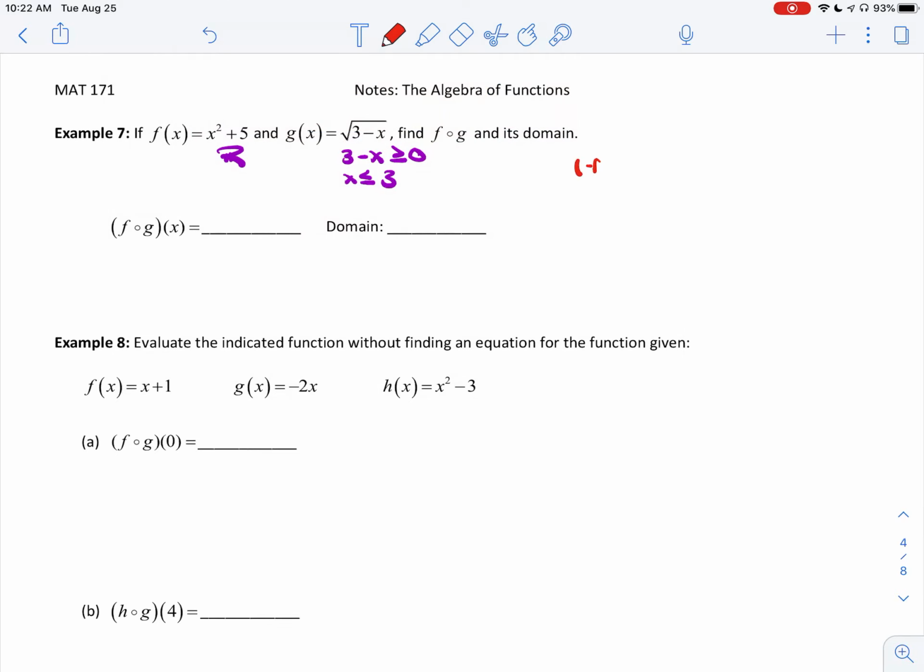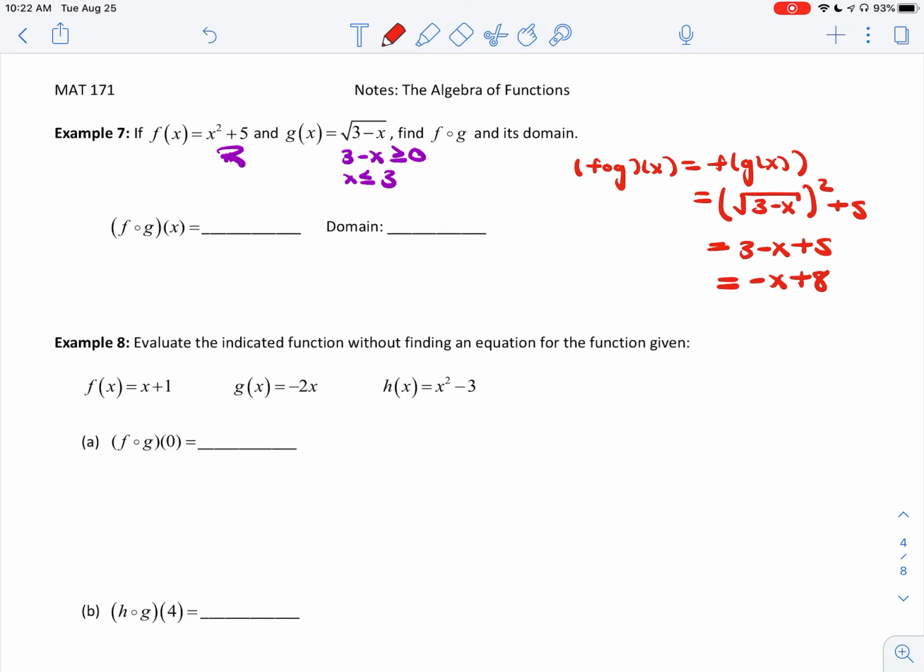All right, so then our f of g of x means we're plugging g into f. So that would be the square root of 3 minus x, quantity squared, plus 5, because we plugged all of g into f. All right, well, when we square a square root, it just cancels out. So that would be 3 minus x plus 5. And then combining our like terms, we would get negative x plus 8.